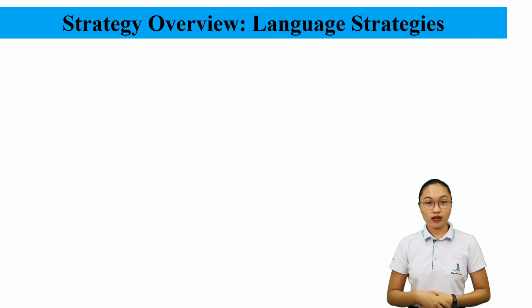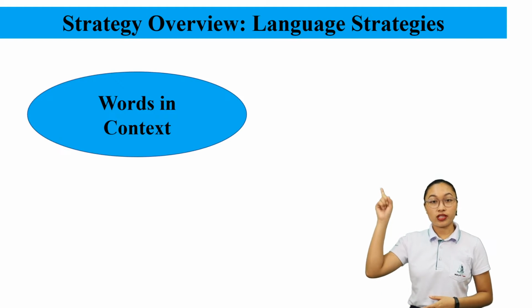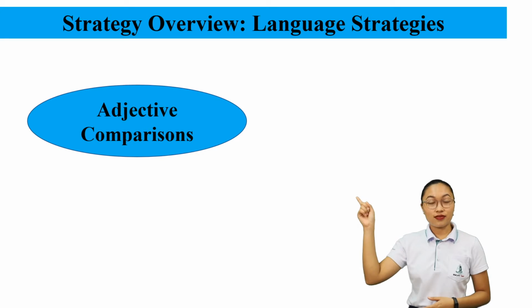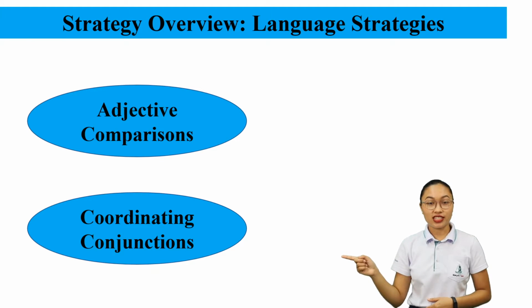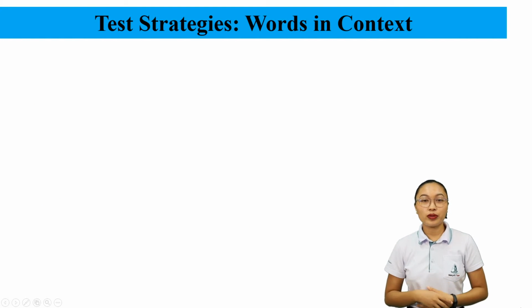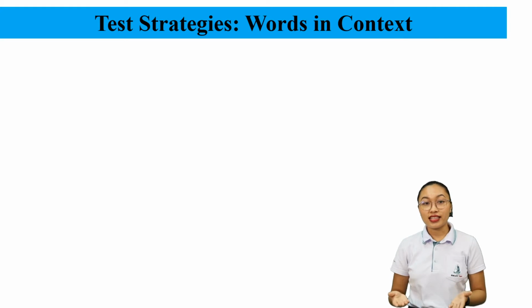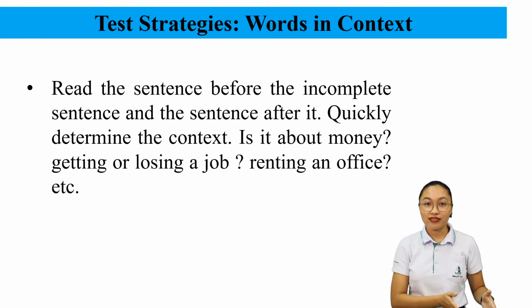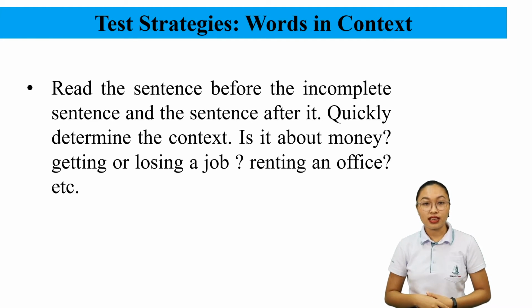These are the topics that we covered in the previous episodes. We have words in context, prepositions of time, verb tense time clauses, adjective comparisons, coordinating conjunctions, and subordinating conjunctions. Now, let's review each strategy that we discussed in the past episodes. First is the strategy that we used in answering words in context. It states that you need to read the sentence before the incomplete sentence and the sentence after it, then quickly determine the context, if it is about money, getting or losing a job, renting an office, etc.